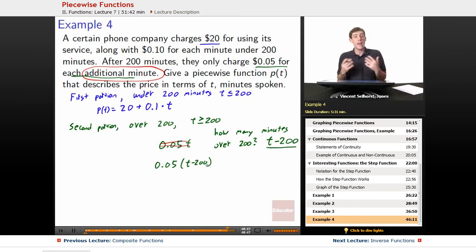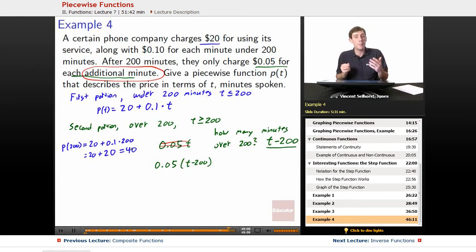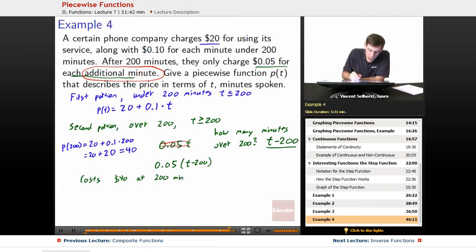So how much is it to even make it to 200 minutes in the first place? Well, let's see what it is from our first one. P of 200 would be equal to 20 plus 0.1 times 200. Just move the decimal place over 1, so it becomes 20. So 20 plus 20, 40. So it costs $40 to get up to 200 minutes. So it costs $40 at 200, and then it is plus the additional amount per minute.